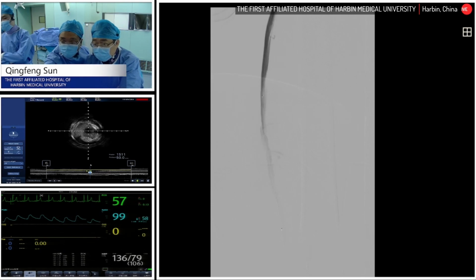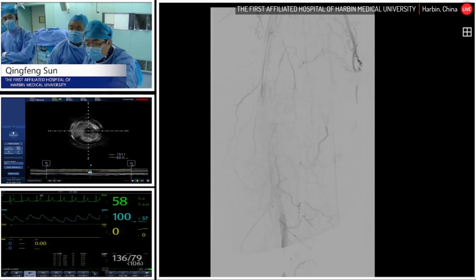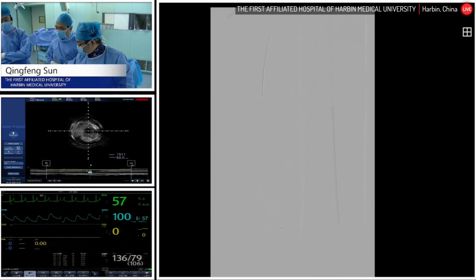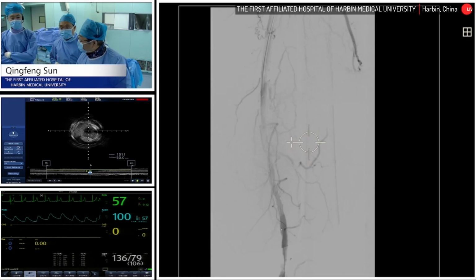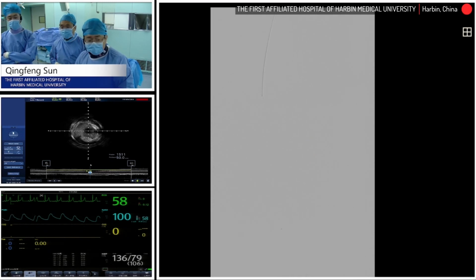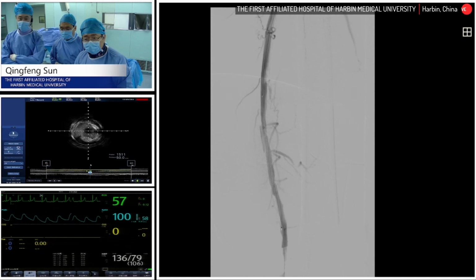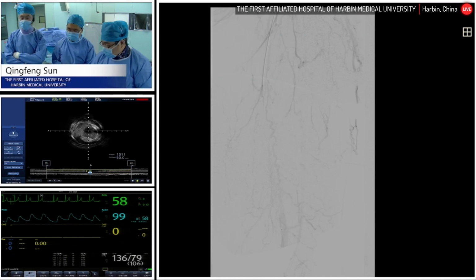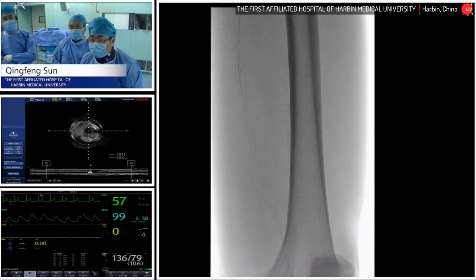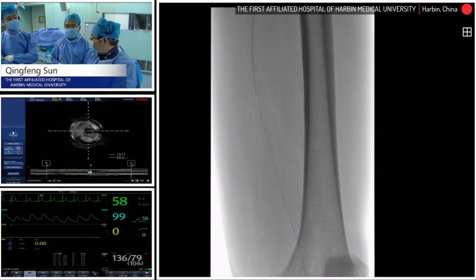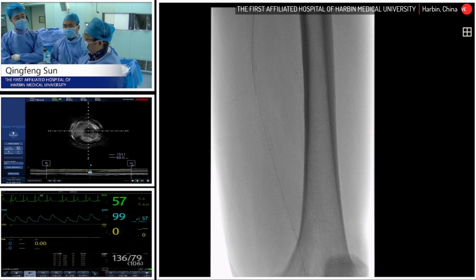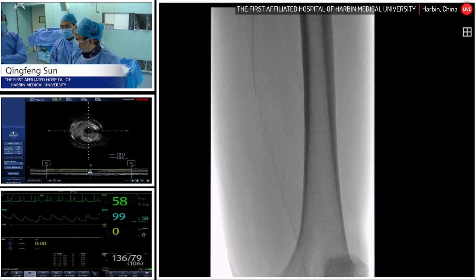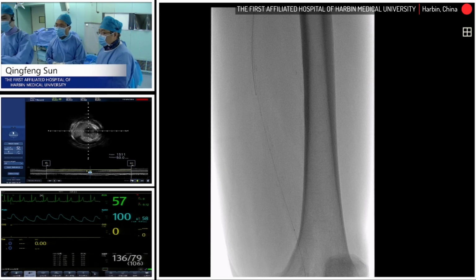So for the classification of dissections, is a type B dissection good for you, Dr. Sun? Do you think it's necessary for stenting? I think maybe the balloon, DCB, is okay. We can also test the blood pressure, distal and proximal, to see the differences in pressure and whether it's restricted. So what's next? Do you think DCB is all right for this one?